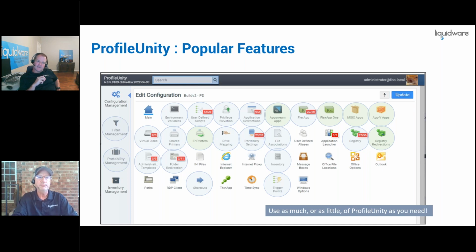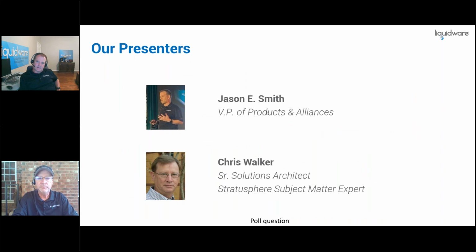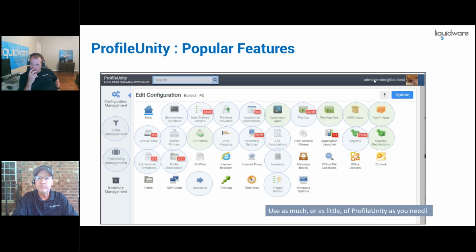And in ProfileUnity, it's easy to see if you've got an update pending. You go up here where it says Administrator in this screenshot. You click on that area, the admin section, and there's an area that'll let you know if an update is pending, that you can update the console and subsequently update the agents out on the endpoint. So it's very easy to upgrade to the latest version.